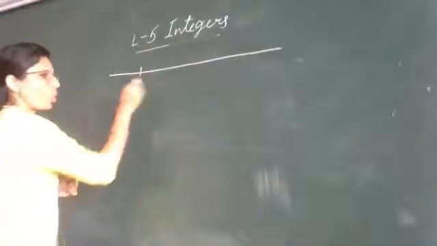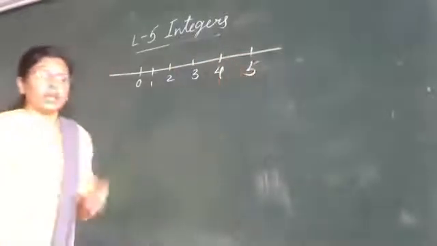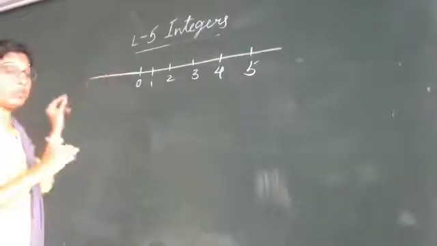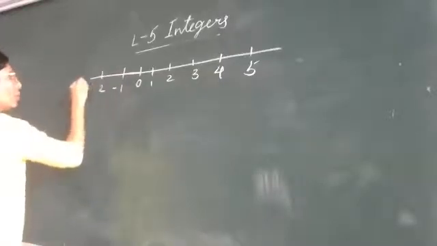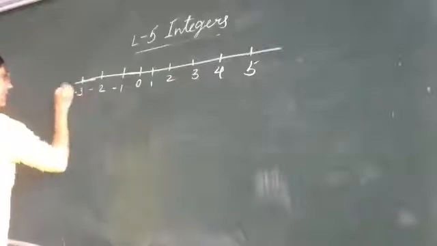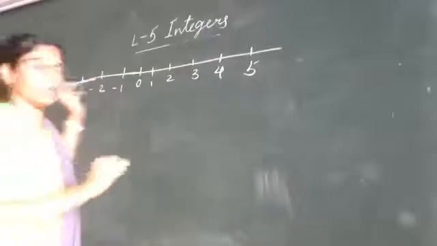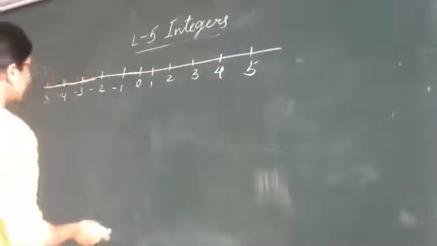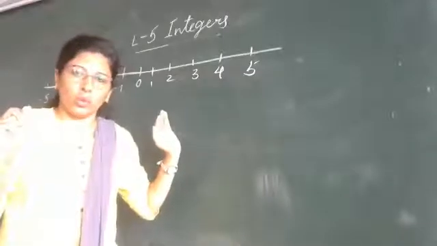Now if this is a number line, we know the numbers start 0, 1, 2, 3, 4, 5. Now see carefully, the negative numbers will come to the left of the 0. That is minus 1, minus 2, minus 3, minus 4, minus 5. Means it continues, as here it continues 1, 2, 3, 4, 5. Like that, to the left side, it continues, minus 1, minus 2, minus 3.